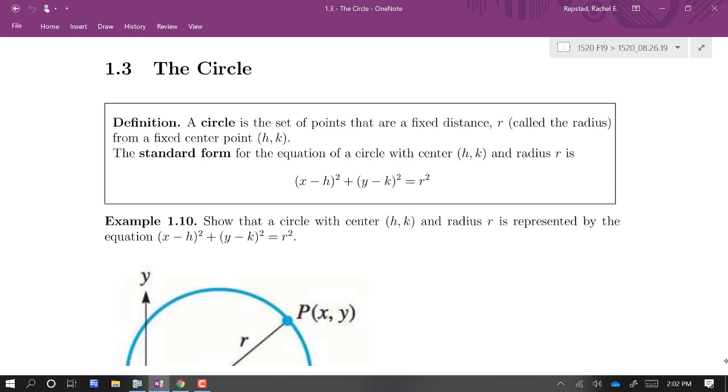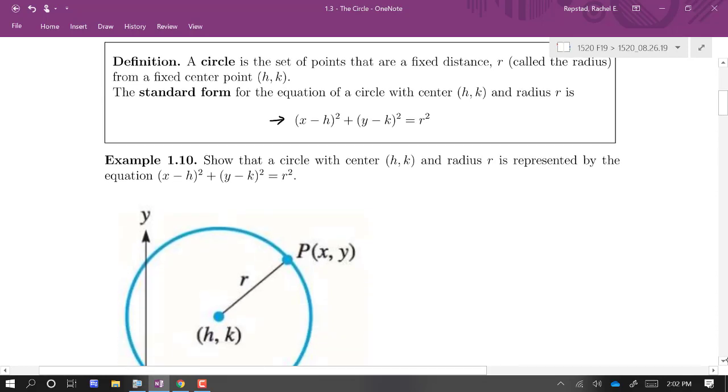The standard form for the equation of a circle looks like this, where h and k are the coordinates of the center and r is the radius. We call this the standard form. Now notice, certainly we could do some algebra. We could multiply everything out and maybe combine like terms and see what we get. But this is the standard form.